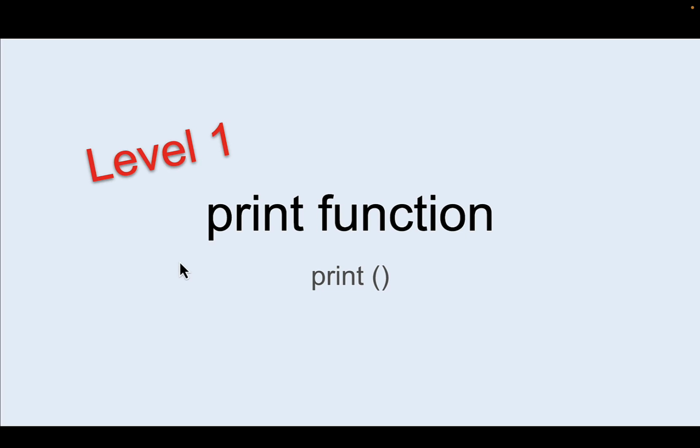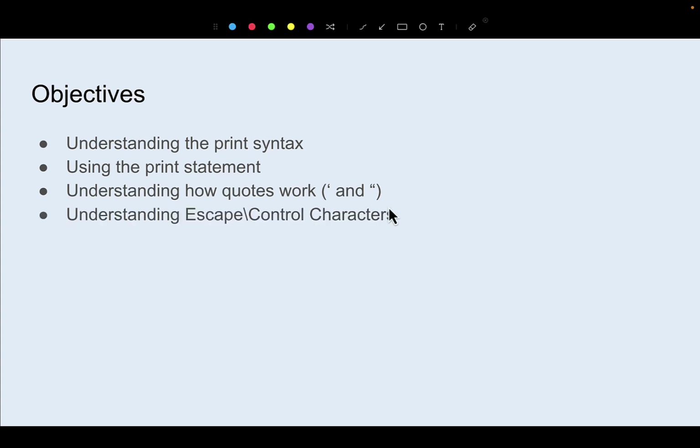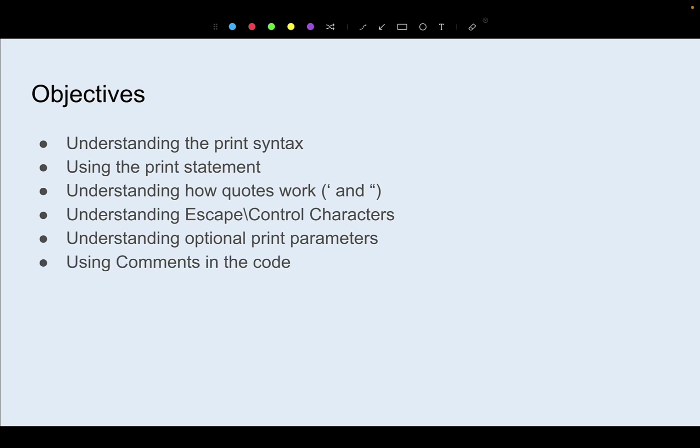All right, in this presentation, we're going to go over the Python print function. Let's take a look at the objectives here: understanding how the print syntax works, utilizing the print statement, and we'll have a couple of examples, understanding how the quotes work, both single and double quotes, understanding how escape characters and control characters are utilized, looking at different optional print parameters, and looking at comments in the code. So there's quite a bit that we need to go over.